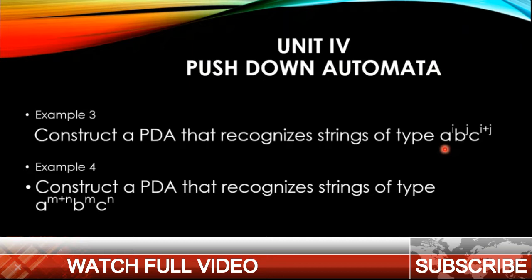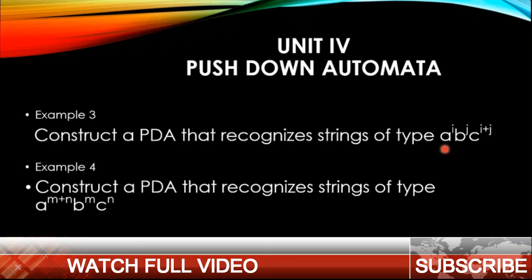Then here we can clearly identify that the string contains i number of a's, j number of b's and i plus j number of c's. That means the number of a's and b's together is equivalent to the number of c's. Clearly, when we read a's we perform the push operation. After completion of a's we read b's, and then also perform the push operation. After completion of b's, when we read c's, we perform the pop operation.